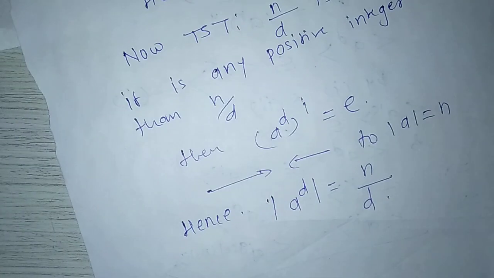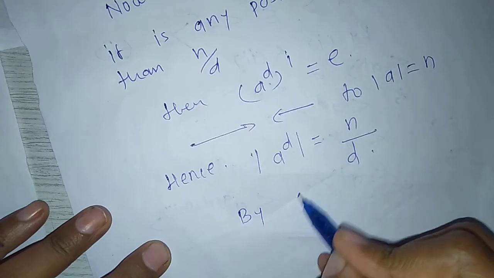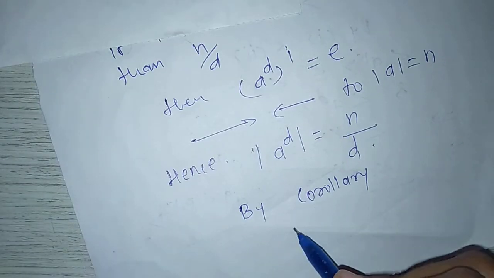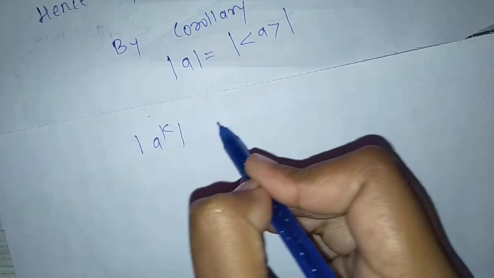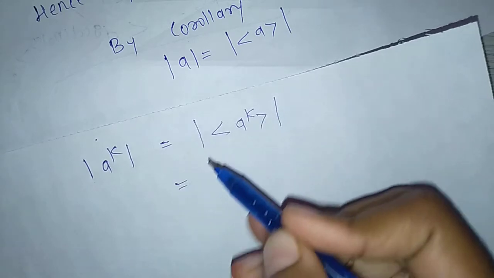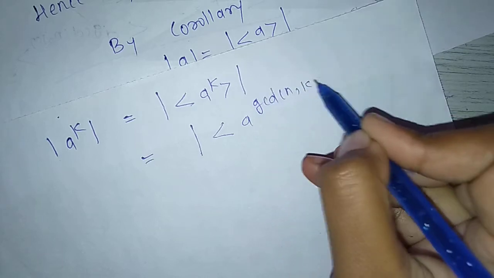And by the corollary, we have the order of a equals the order of the set generated by a. By using this corollary, we get the order of a raised to k equals the order of the set generated by a raised to k, which is equal to the order of the set generated by a raised to GCD of n and k.